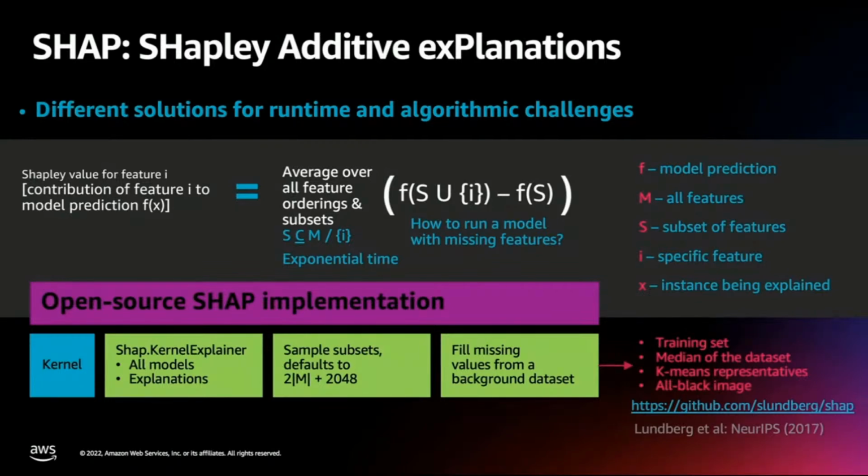So then, according to this approach, what we're going to do is calculate the difference of the prediction of feeding in the subset of features together with the feature that we care about, which is i, and getting the prediction without that feature i.